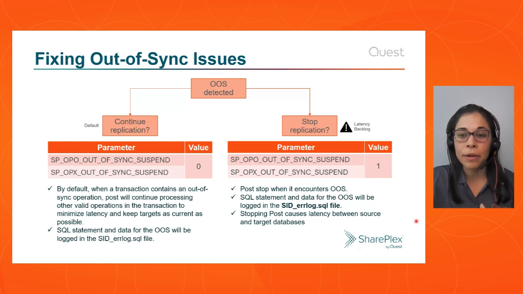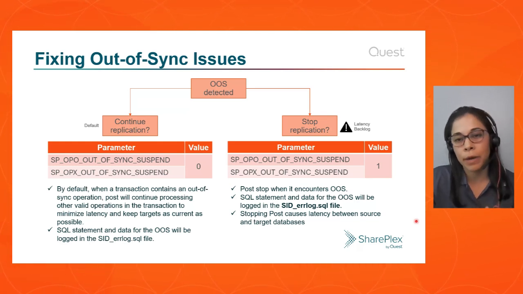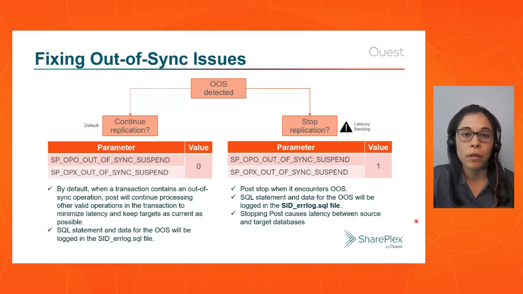This will cause latency and the backlog will start building up. So in this scenario, the out-of-sync operations need to be manually corrected in the target database, or the message must be discarded from the post queue before you can start the post process again. You can open a support ticket, no problem. We can help you with that if you require assistance.